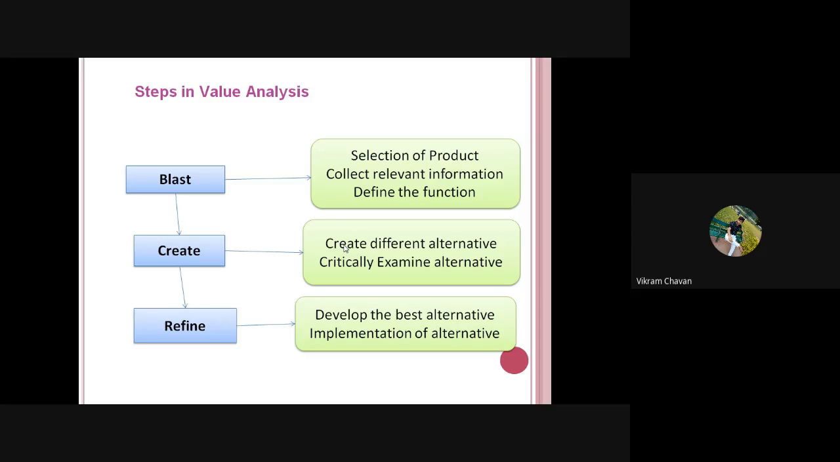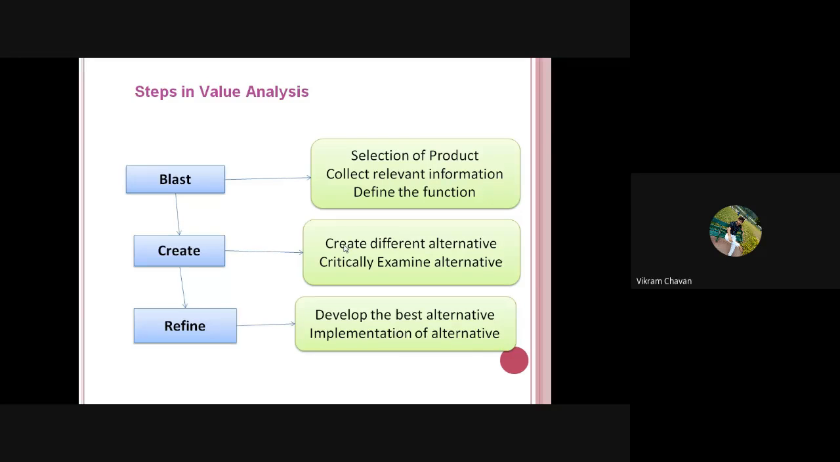Then critically examine the alternative. By using this particular alternative, what will happen, how much cost is required, and what are the different kinds of problems and the solutions for them? That is critically examining the alternatives, comparing all of them, and finding out the best alternative for the current scenario. That is, critically examine the alternatives and find out the best one.